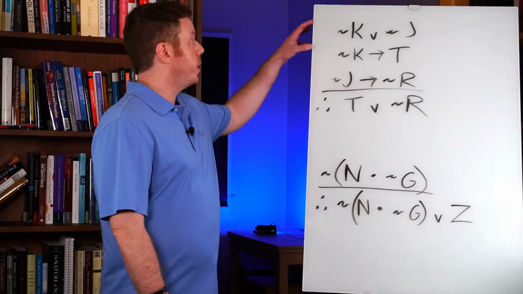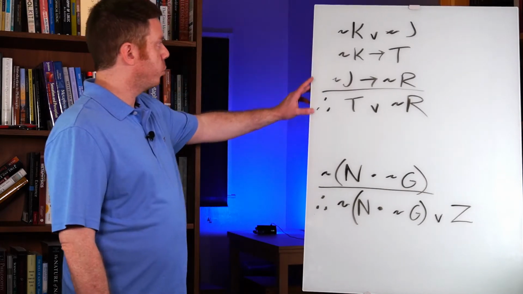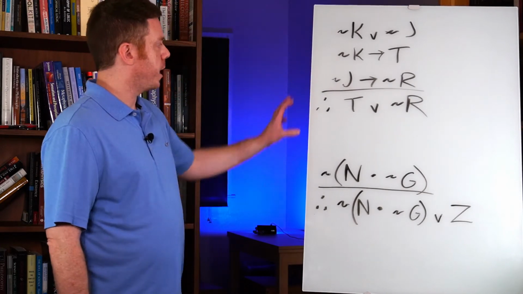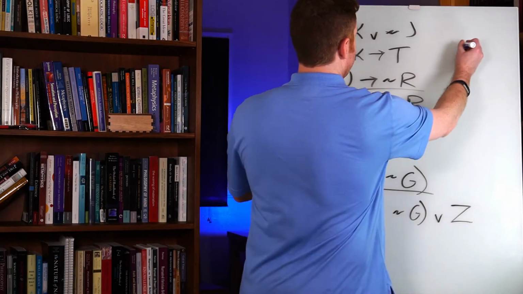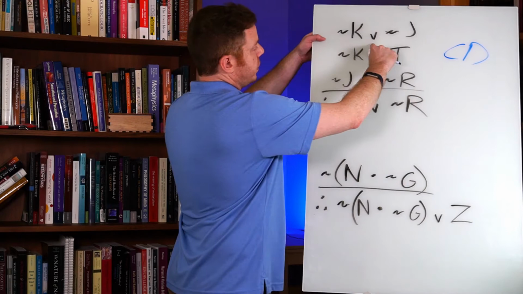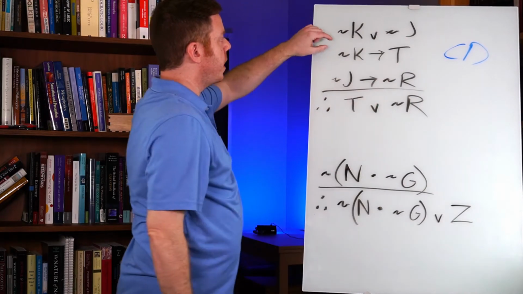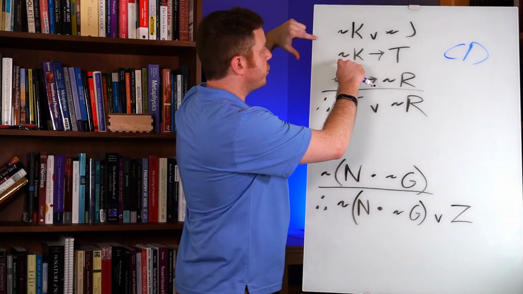What about this one? Is this the use of a rule correctly? What do you think? Yes, constructive dilemma, right? We have our disjunction here, either or, and then we have conditionals going from each side.